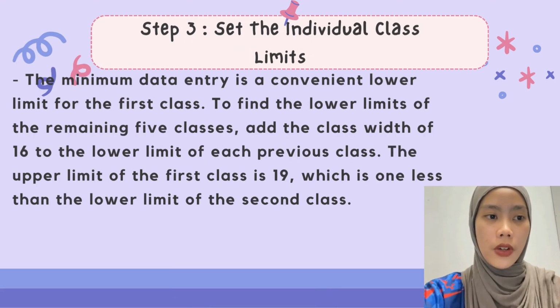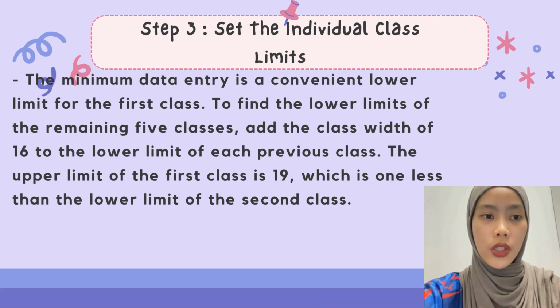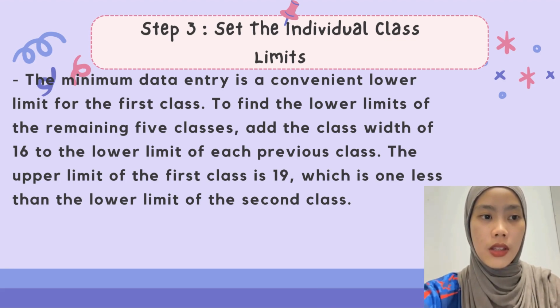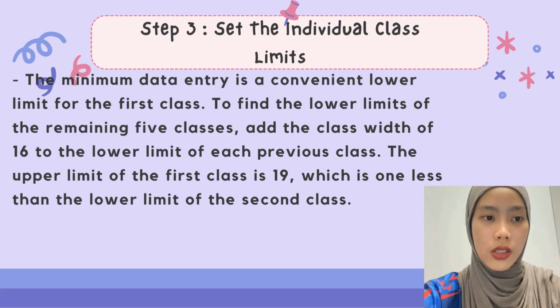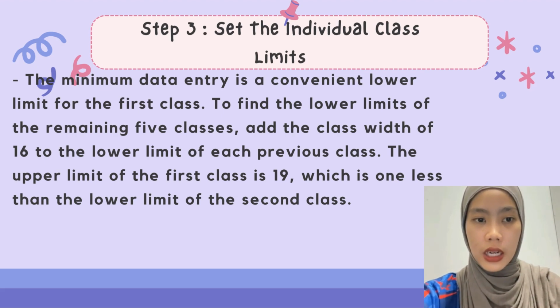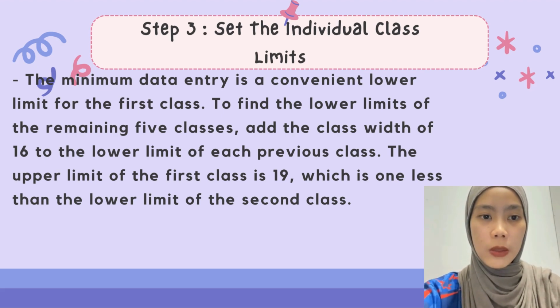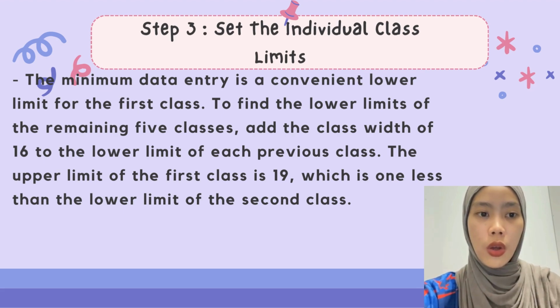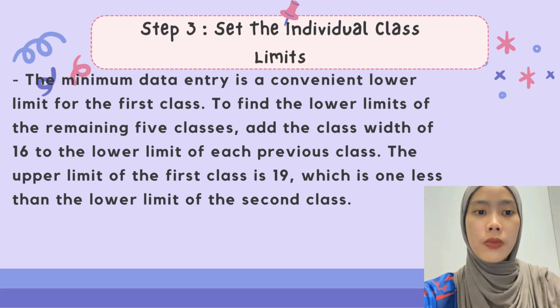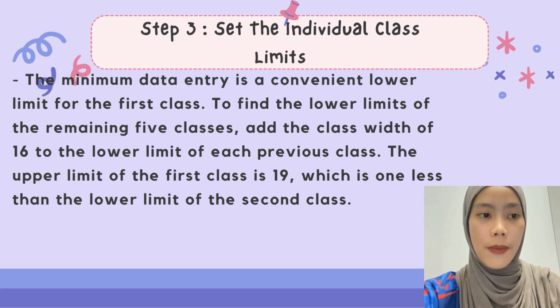Next, step 3, set the individual class limits. The minimum data entry is a convenient lower limit for the first class. To find the lower limits of the remaining 5 classes, add the class width of 16 to the lower limit of each previous class. The upper limit of the first class is 19, which is 1 less than the lower limit of the second class.